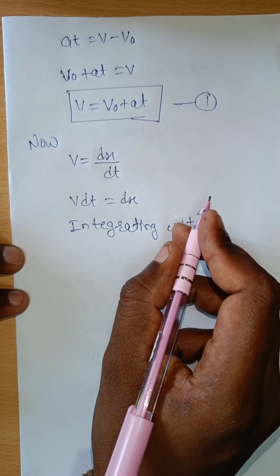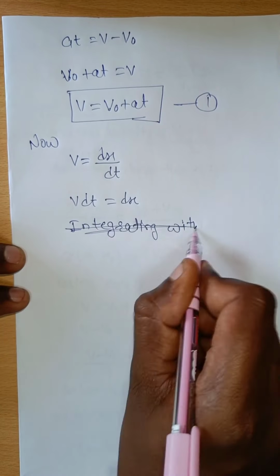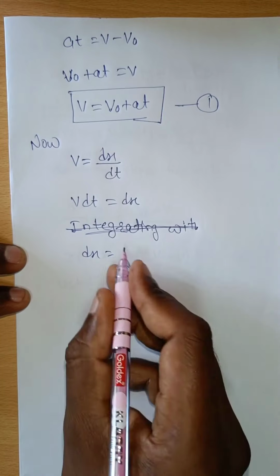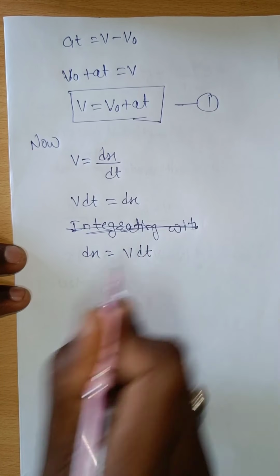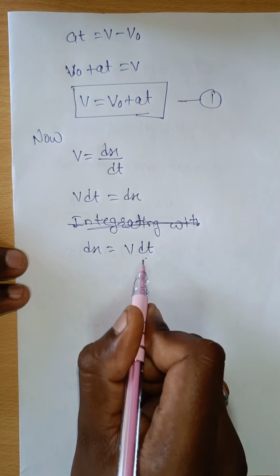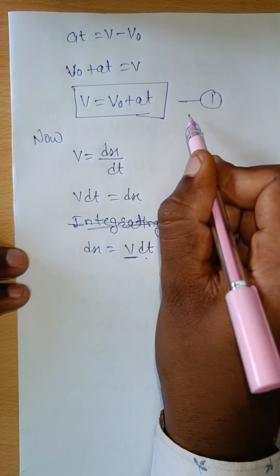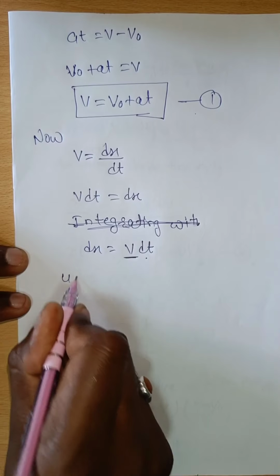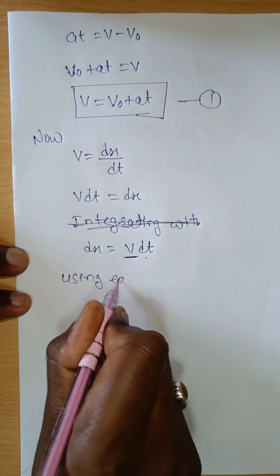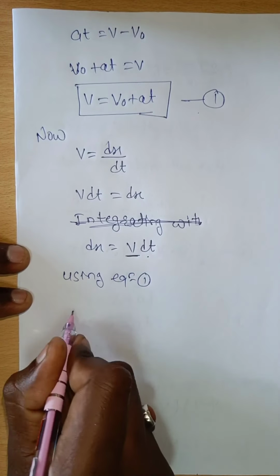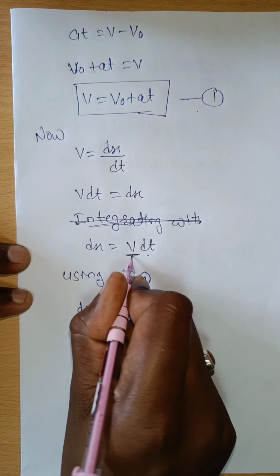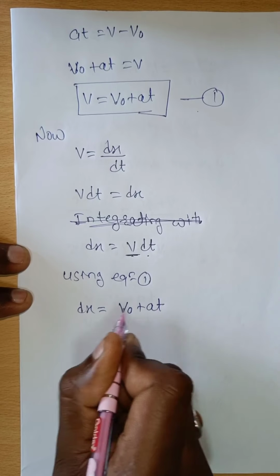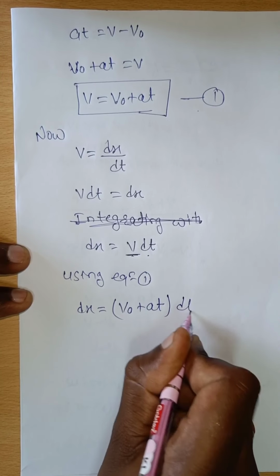Okay, we have to write one more thing, that is dx is equal to v into dt. Now in place of v we are using equation 1, we have to put v naught plus at. So using equation 1, dx is equal to v naught plus at into dt.